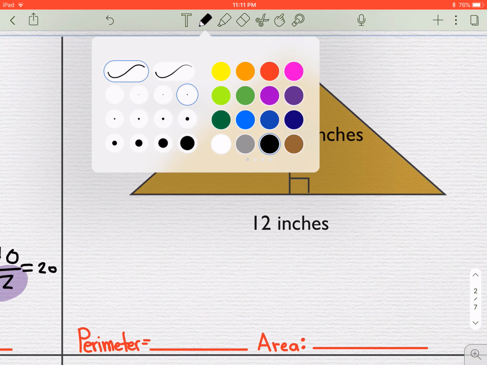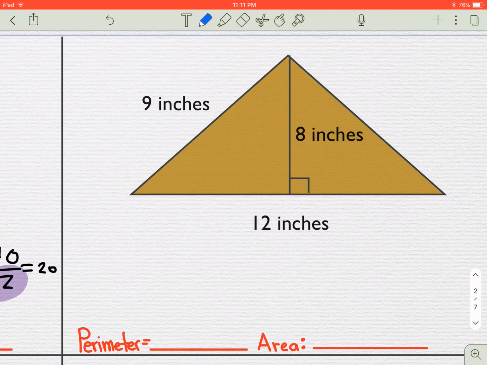Here I have a triangle. If I want to find the perimeter, I pick a corner and I travel along that corner.